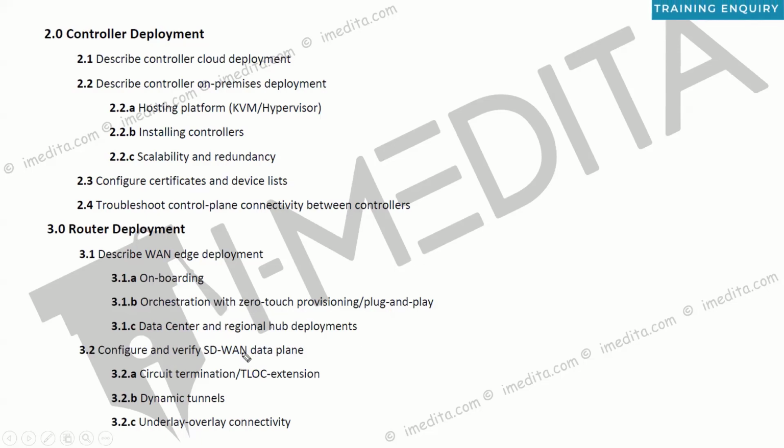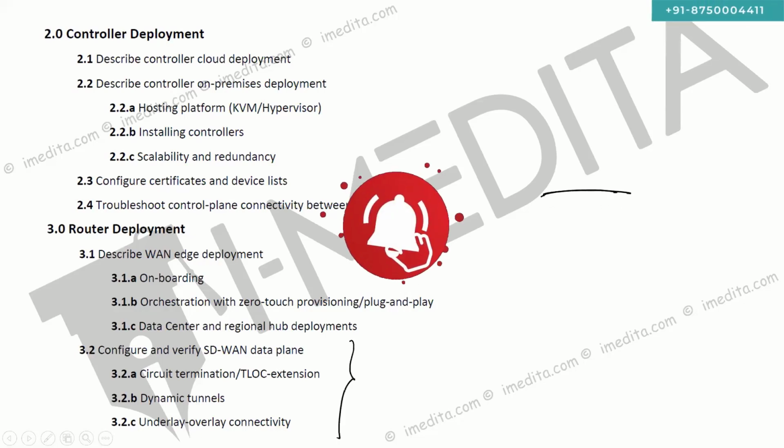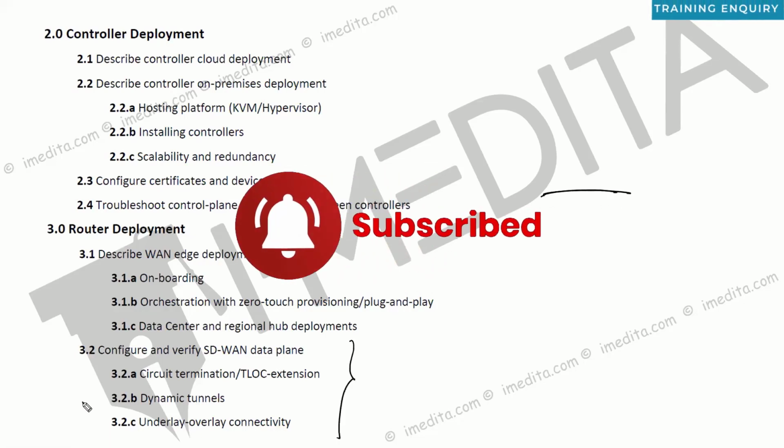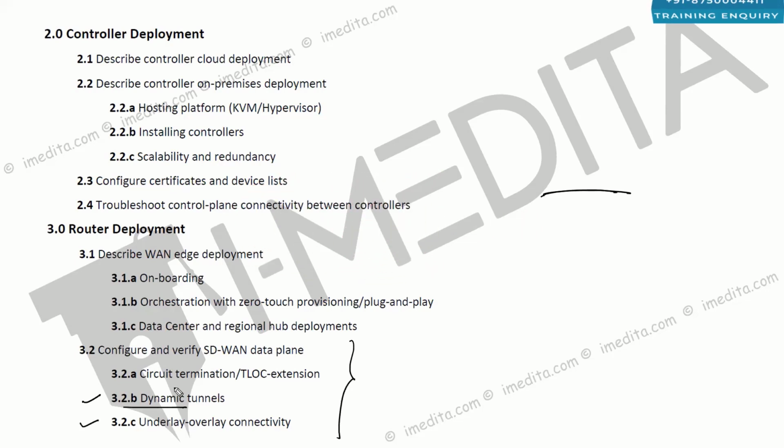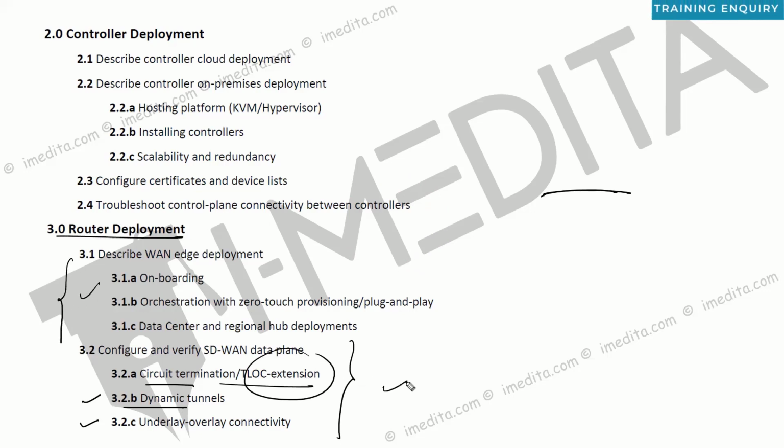Then once the routers are deployed in the network, they are going to form some connections to each other as well. So we'll talk about those connections. We'll talk about different types of tunnel, what is underlay, what is overlay, circuit termination, something called T-lock extension and all. So from the router deployment, once the router is deployed, then we'll talk about different types of tunnels that the router actually builds. And just in case, if you are facing some issue, then how to troubleshoot those problems related to the tunnels.